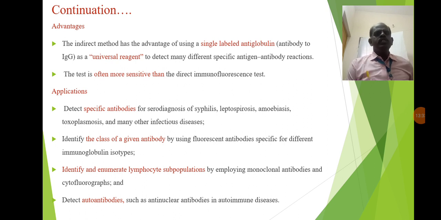Applications: to detect specific antibodies in case of serodiagnosis of syphilis and leptospirosis. It also helps in identifying the class of a given antibody. It also helps in identifying and enumerating lymphocyte subpopulations. Then finally, to detect autoantibodies such as antinuclear antibodies in autoimmune diseases.